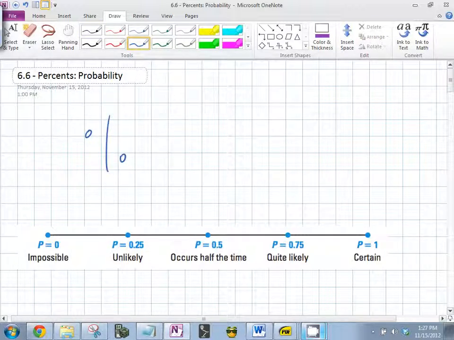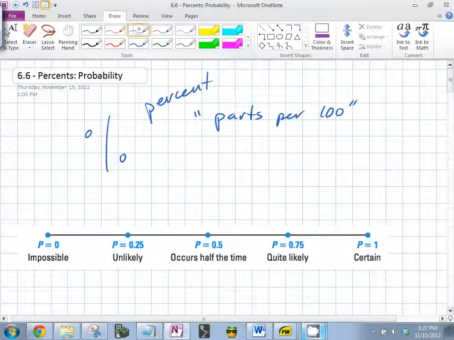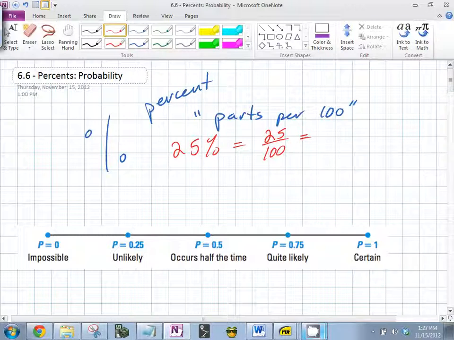You've all seen the percent symbol before. You might not remember exactly what it means, but the simplest phrase possible is, it means parts per 100. So for example, 25% means 25 over 100, which is the same thing as 1 over 4. These are all the same thing.